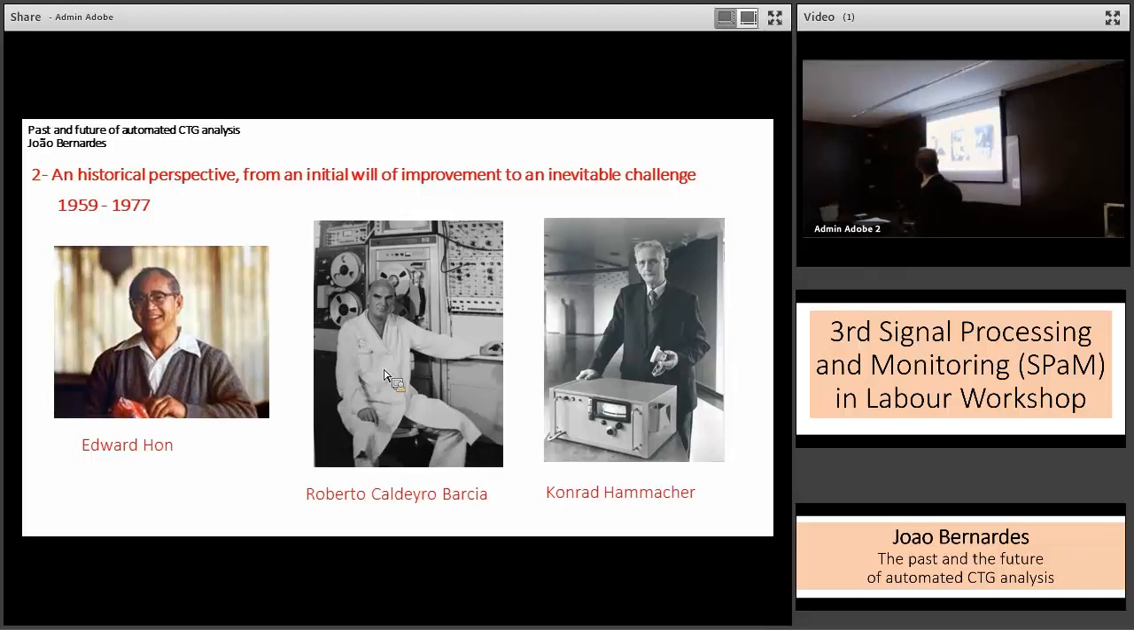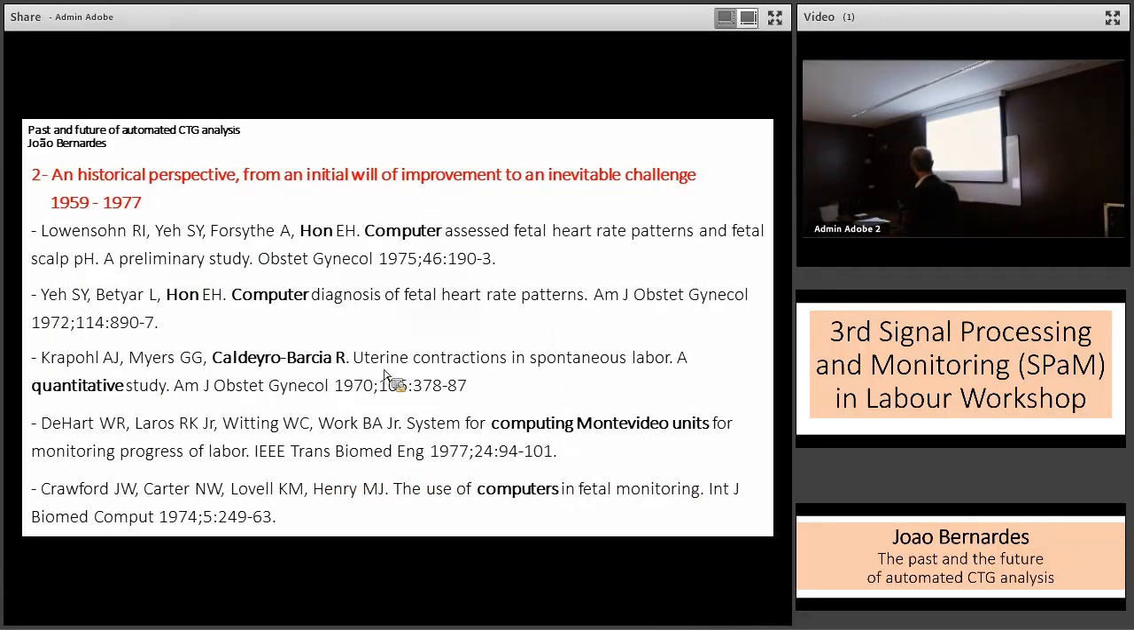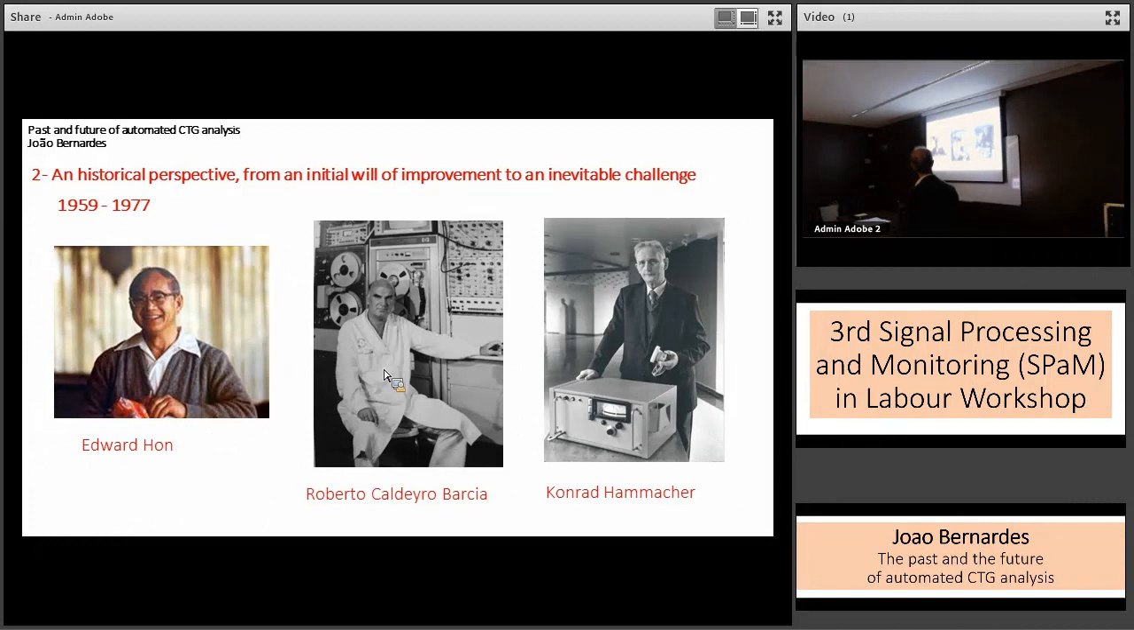This history of CTG started, generally we use 1959 as the reference year. Of course, it was not spontaneous in the beginning. There were works before, but in this period from 59 to 77, CTG started, and automated CTG analysis almost started at the same time. So these inventors of CTG have also been the inventors of automated CTG analysis.